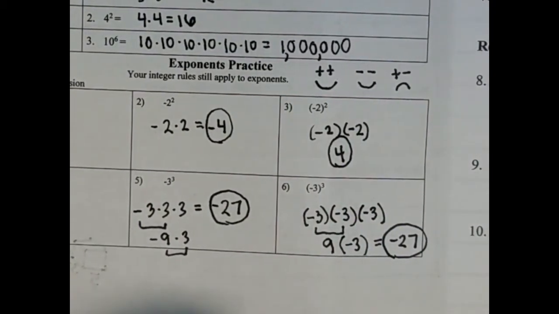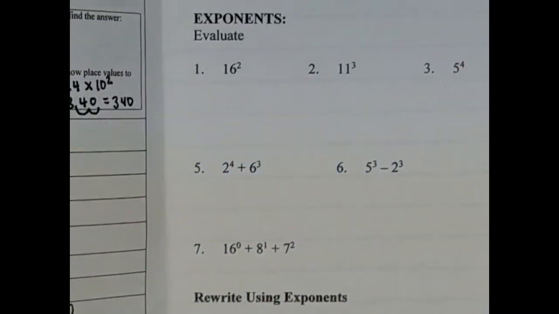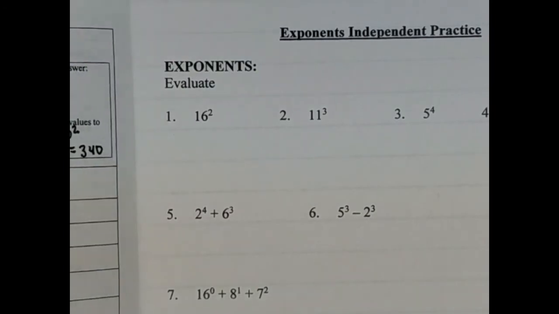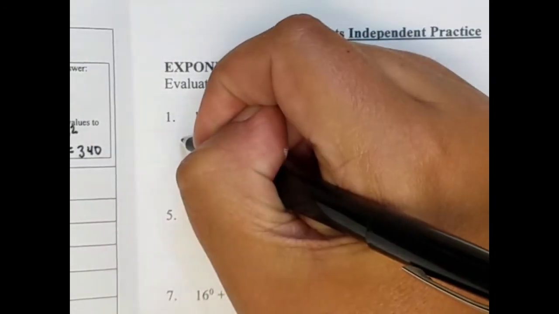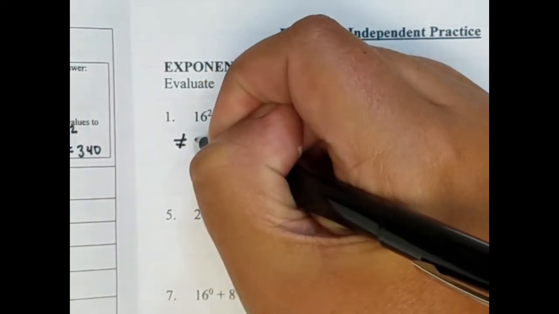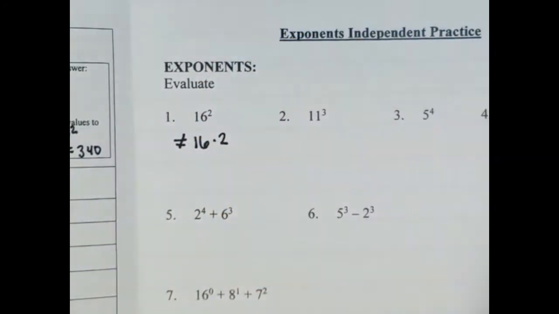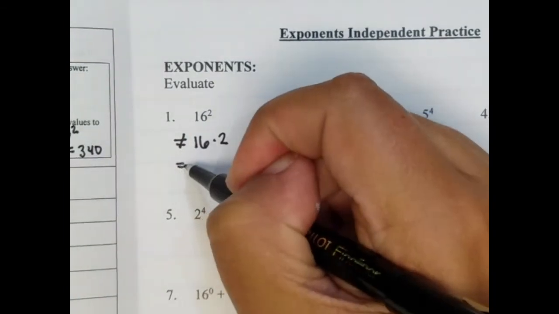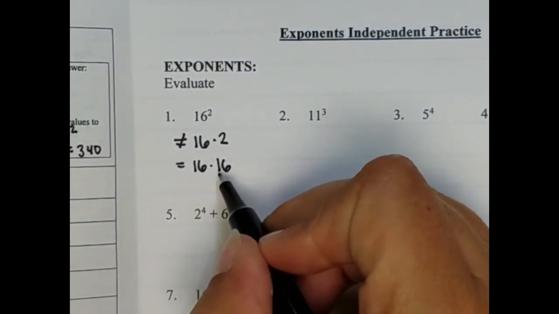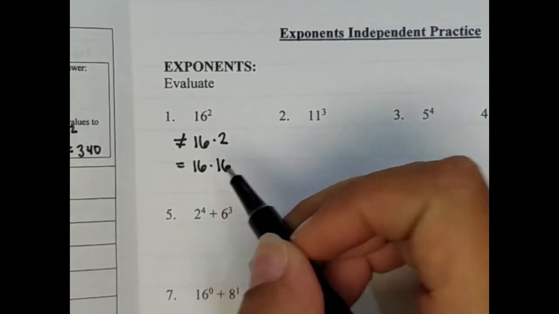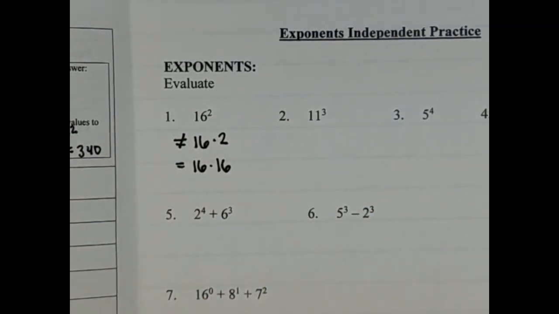All right, let's go over here to the independent practice. So again, 16 to the 2nd does not mean 16 times 2, okay? It actually means 16 times 16, and 16 times 16, I think, gives you 256. Oh, I could be wrong, hold on. Yep, 256.